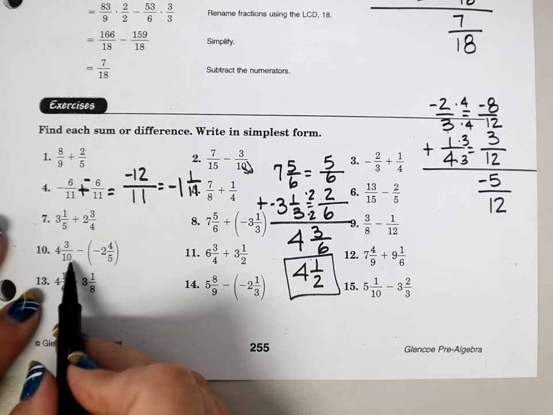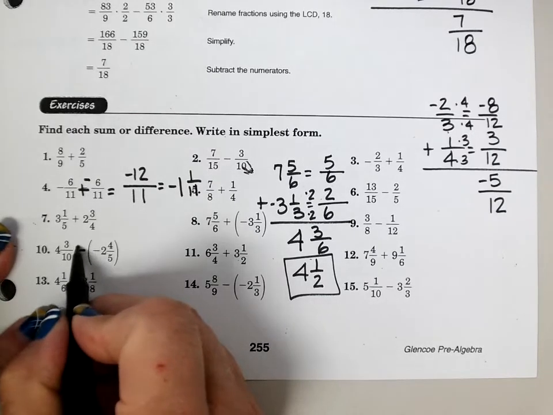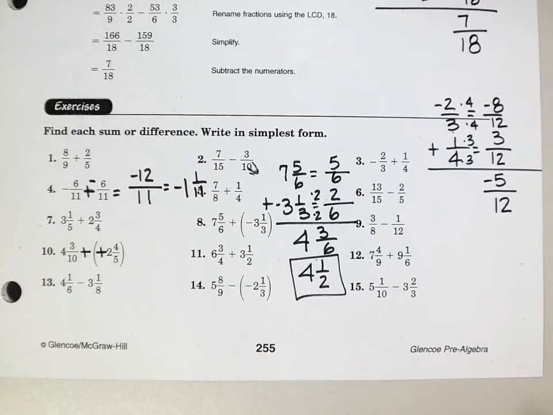Let's look at number 10. This one looks like it would be really tough, but when you do your keep, change, you would just have to change the pluses, and then you're just adding. You would find your common denominators, and you would go ahead and add.